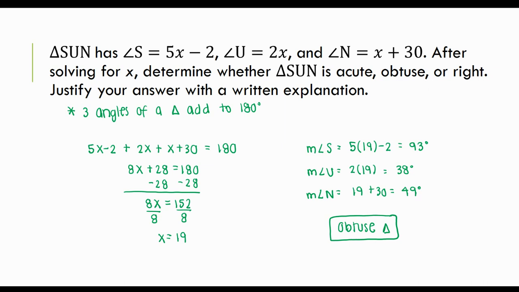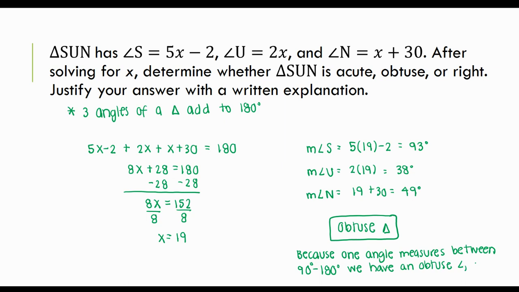Okay, so then justify your answer with a written explanation. So because one angle measures between 90 to 180 degrees, we have an obtuse angle, giving us an obtuse triangle.